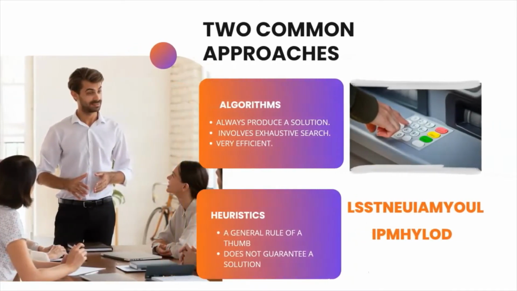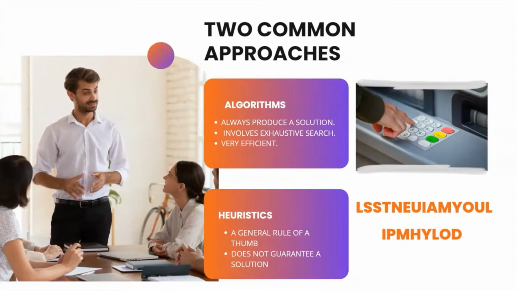The two common approaches to problem solving are algorithms and heuristics. So we're going to look at what algorithms really mean. Algorithms basically are a combination of responses which involves a lot of exhaustive research, which is very efficient and always leads to the correct answer or the correct solution. But you need to know that this particular approach is very time consuming.